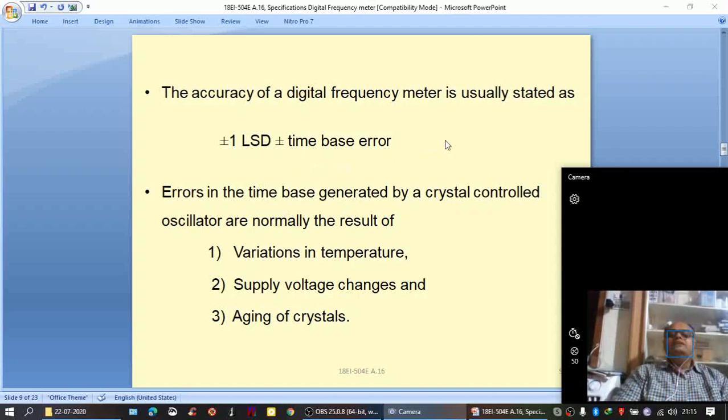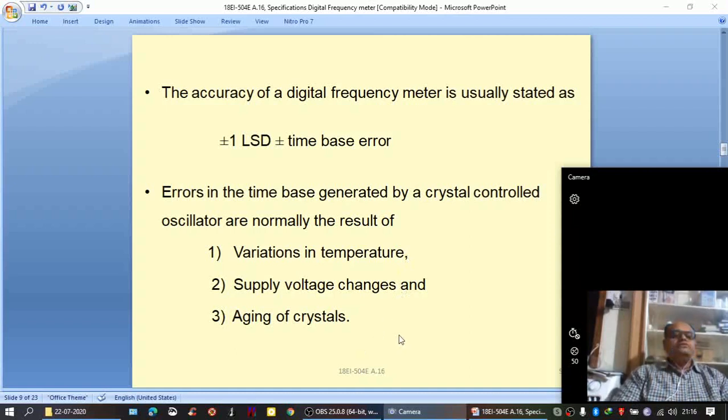So, one error is LSD error. Other than that, there is time base error also. What is this time base error? Time base error is nothing but the error caused in the frequency value due to variations in temperature or fluctuations in supply voltage or aging of the crystal.